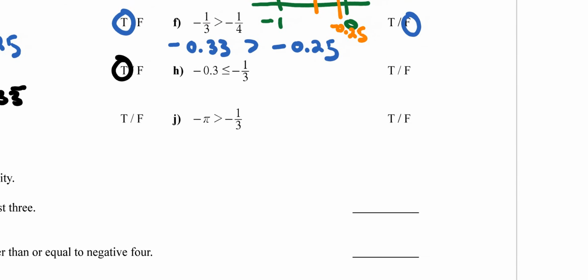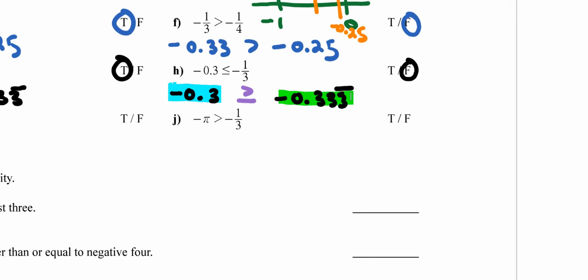For letter H, if you put negative signs on both statements, this statement is going to be false. So the question is, is negative 0.3 less than or equal to negative 0.333 repeating? This one's actually going to be false. It's actually the other way around. Negative 0.3, this statement in blue, is actually bigger than this statement here in green. So letter H, the statement is false.